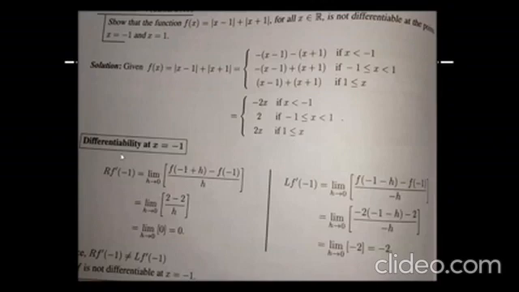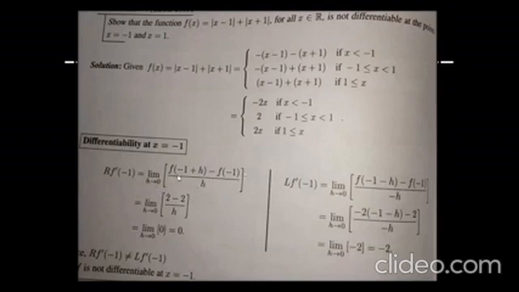Now we can easily find the differentiability at x equal to minus 1. So we find the right hand differentiability by applying the formula. We get the limit as h tends to 0 of f(minus 1 plus h) minus f(minus 1), divided by h.